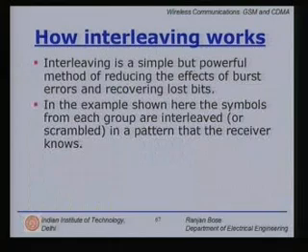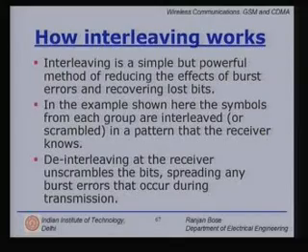Actually, we can use any special kind of scrambling before sending the data and then unscramble the data at the receiver so as to distribute the burst errors. So, we can have various kinds of interleavers: random interleaver, semi-random interleaver, chaotic interleaver, and a host of other kinds of scramblers. De-interleaving at the receiver unscrambles the bits, spreading any burst errors that occur during the transmission. So, this is the general philosophy of how interleaving works.